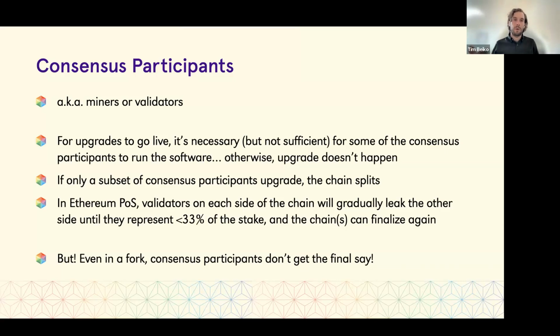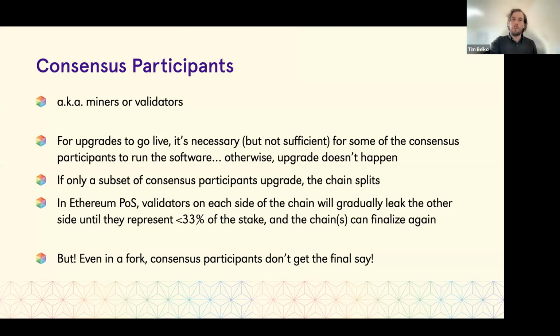And if we have an upgrade, a set of changes that client developers and EIP champions agree should go live, it's necessary for at least some of those consensus participants to run the upgrade. Otherwise, the software just would not activate. And then if there's only a subset that upgrades, or a subset that does not upgrade, what happens is the chain will split, right? There'll be a fork on the network and parts of the network will run the upgrade, other parts won't.